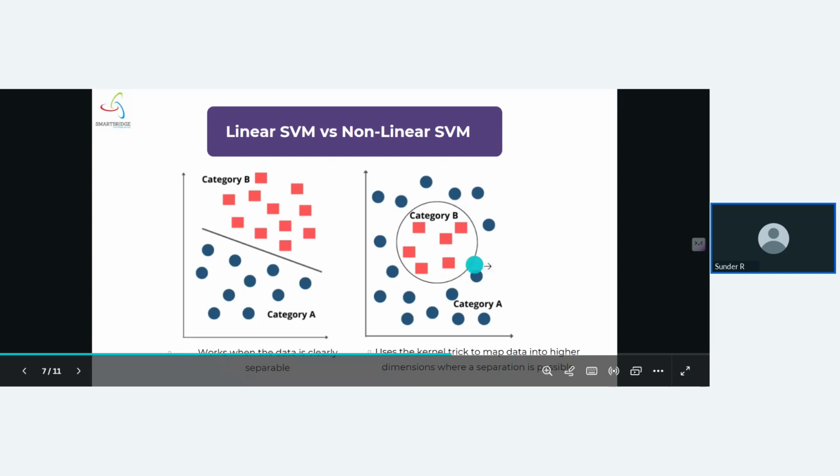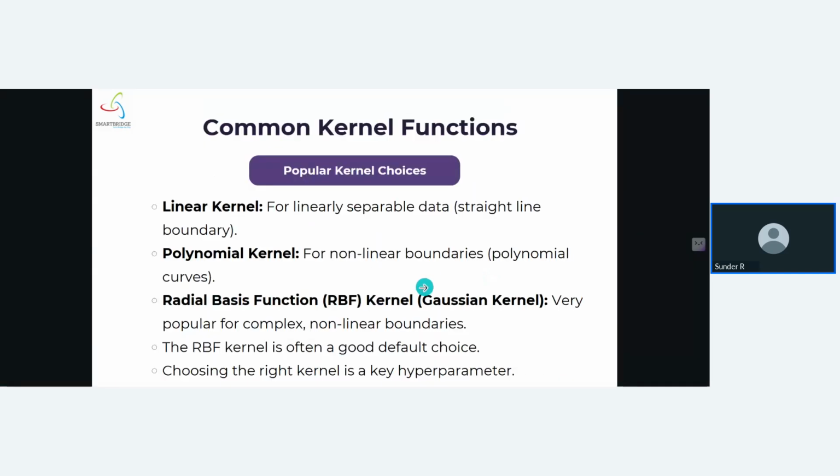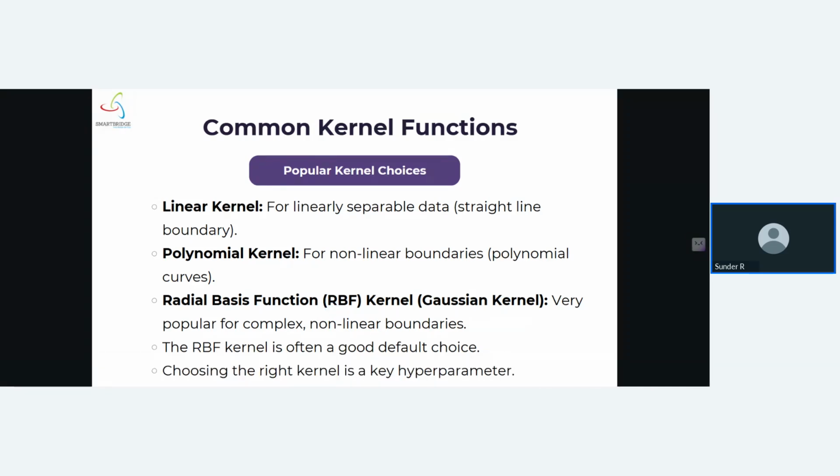What if you have multiple data points which are scattered in different ways? Then we have the polynomial kernel. Is it clear? This polynomial kernel is for non-linear boundaries. Next we also have the radial basis function. What is this for? This is also mainly used for non-linear boundaries. And if you have more complex data, with more classes, then you can consider the radial basis function. Is it clear?